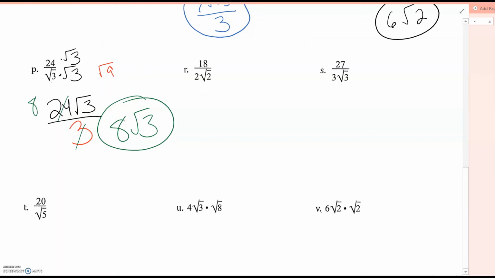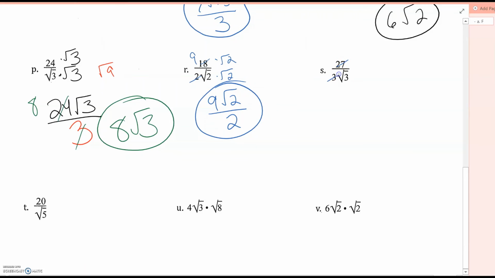For letter R, I can simplify 18 and 2 to get a 9 in the numerator. Top and bottom, I'm going to multiply by the square root of 2. So I have 9 square root of 2 over square root of 2 times square root of 2 is just 2. 9 and 2 I can't simplify. One's inside here, one's outside, so I am done.